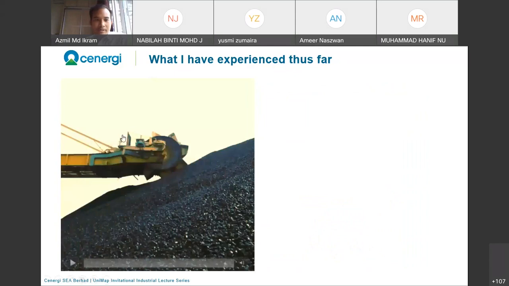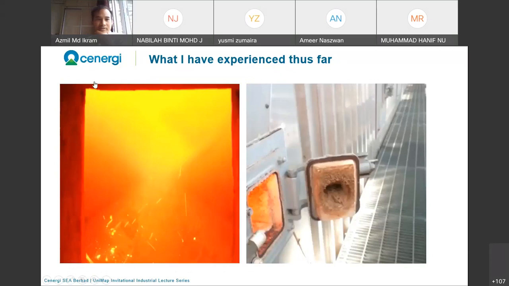So we go on with the next one. This is the stacker reclaimer that I mentioned about, like the previous one.